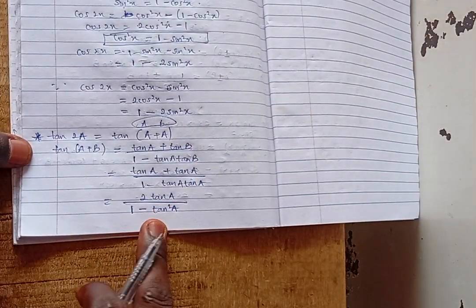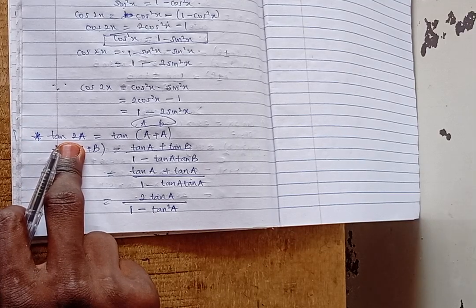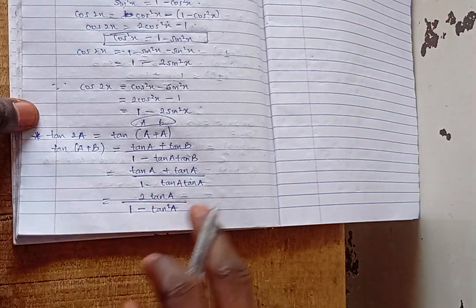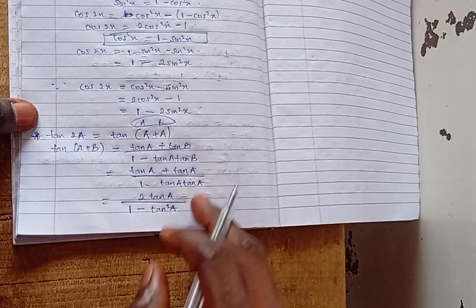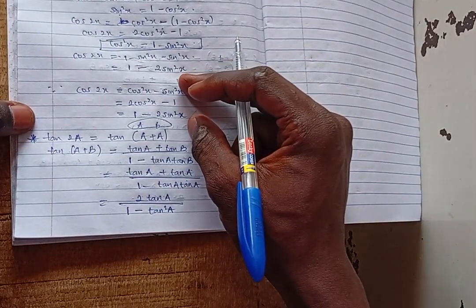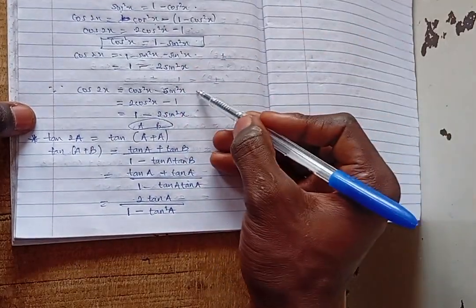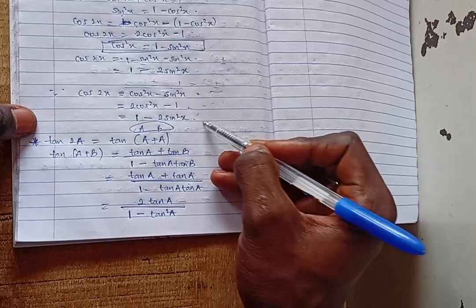So it means that whenever you are solving for tan 2A, it may be proving of trigonometric identities, so you will use 2 tan A over 1 minus tan square A. And cos 2A or cos 2x, it can be any variable, can be expressed in three different forms. This is the first one, this is the second one, and this is the third one.